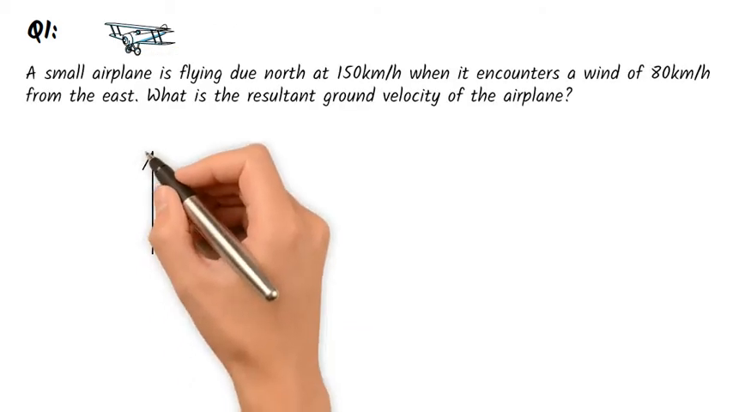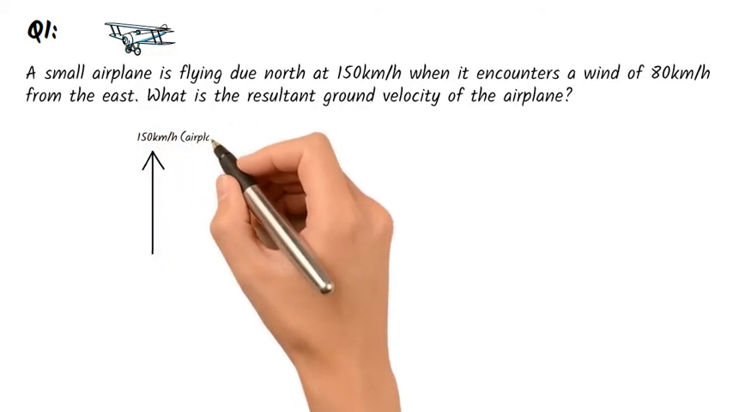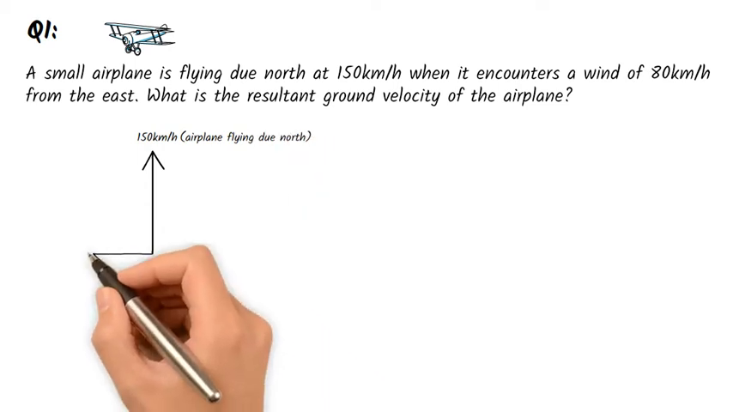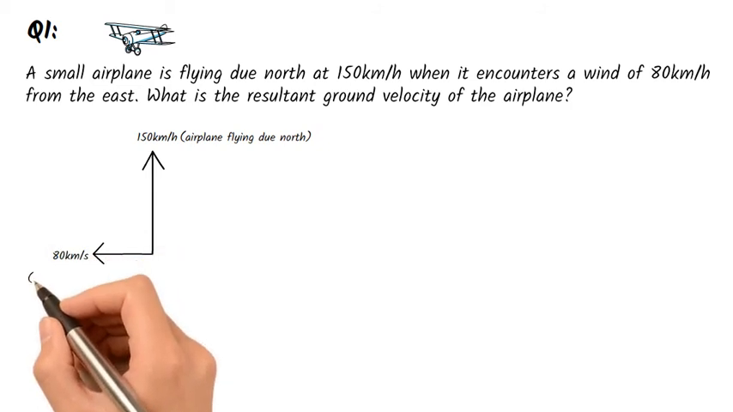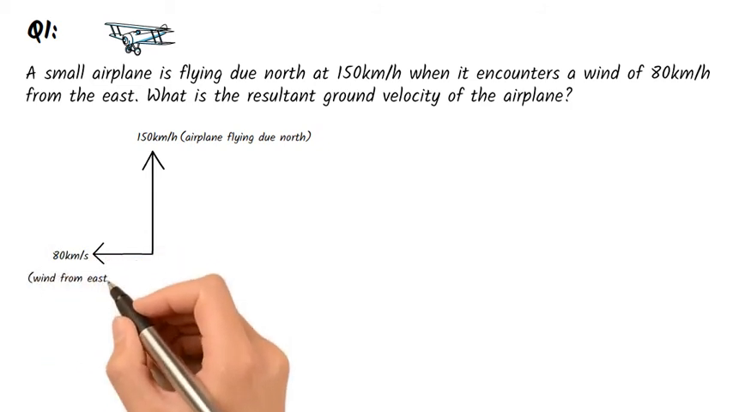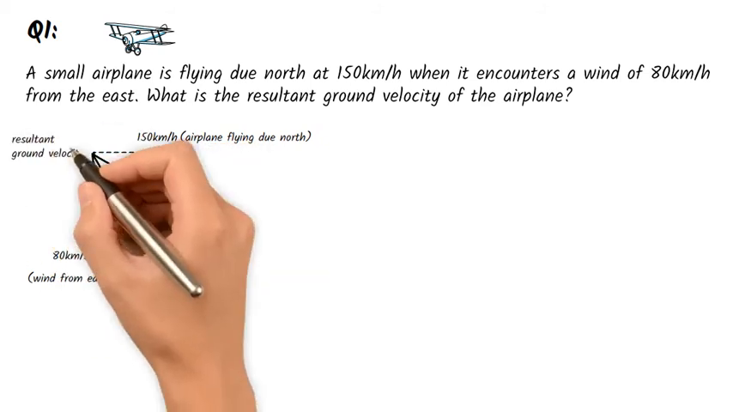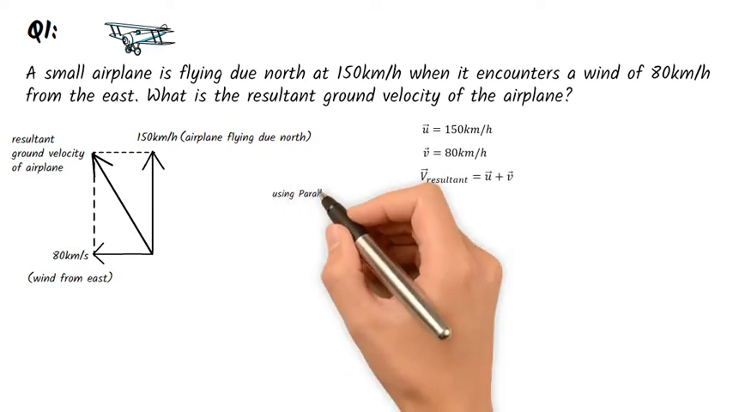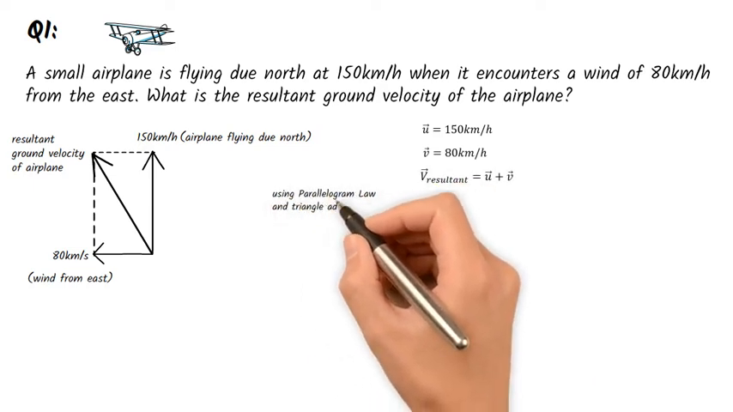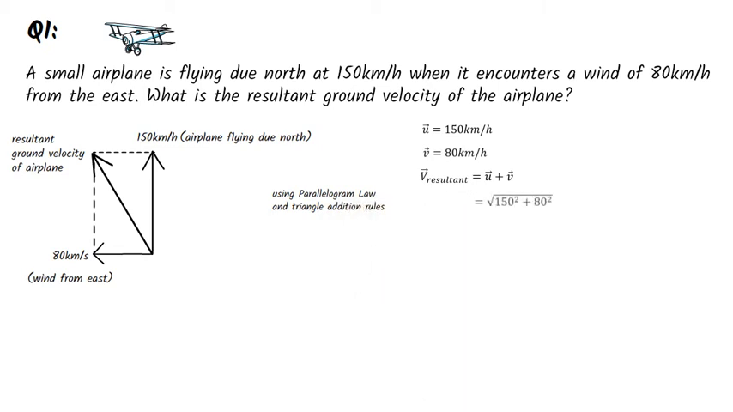A small airplane is flying due north at 150 km per hour. It encounters a wind of 80 km per hour from the east. So what is the resultant ground velocity of the airplane? We have vector u and vector v, and we know the resultant velocity is their summation. By using the parallelogram law and triangle addition rules, we have the magnitude of the resultant velocity as 170 km per hour.